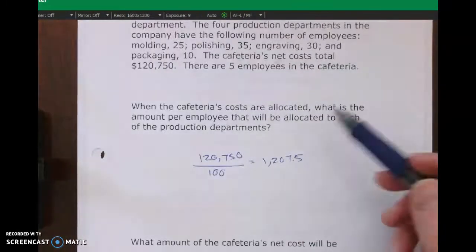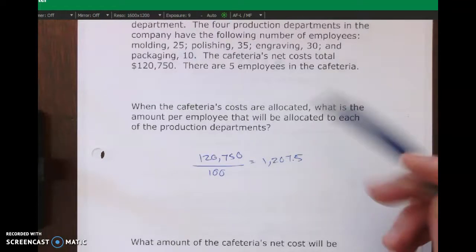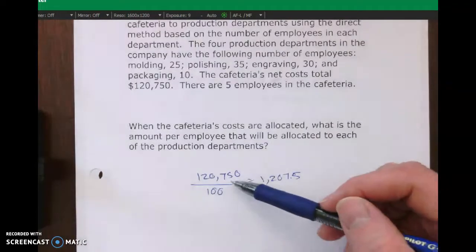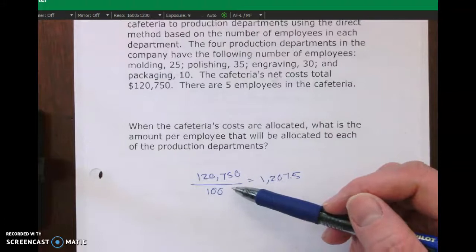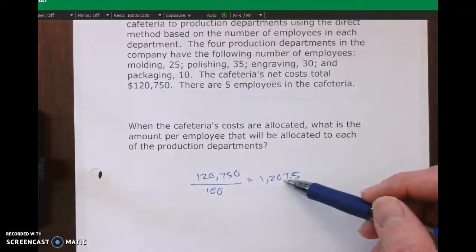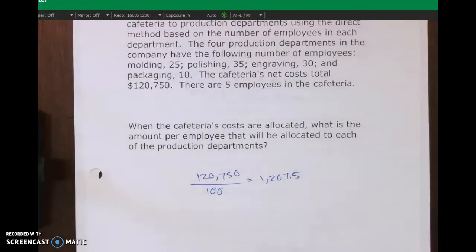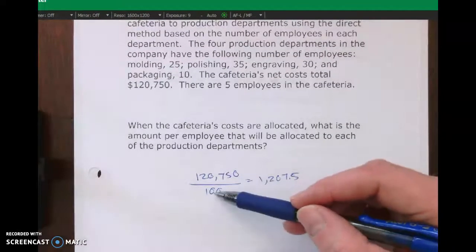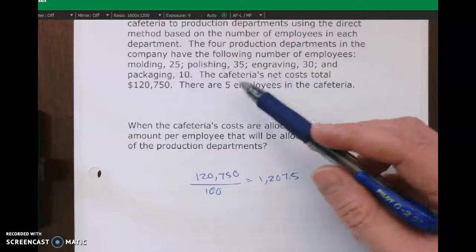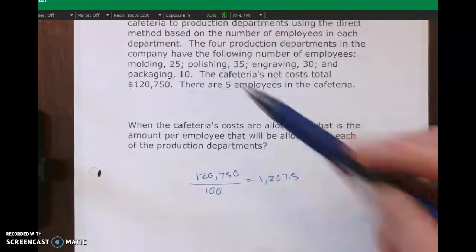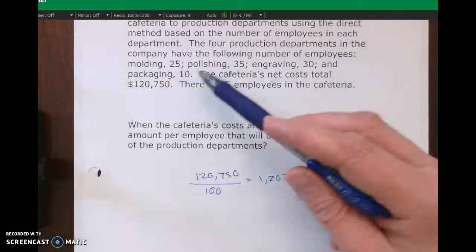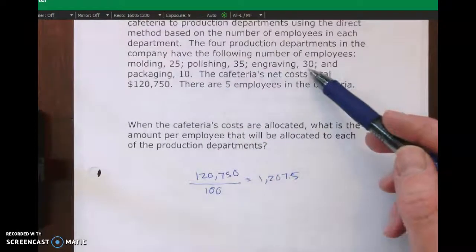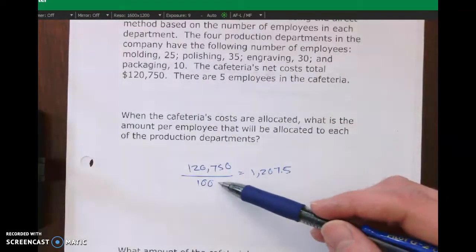When the company's costs are allocated, what's the amount per employee? Well, it's going to be $120,750 divided by 100, which gives us $1,207.50. You may have said divided by 105. Now, what you would have done in that situation is included those 5 in this denominator, because if we add the 25, the 35, the 30, and then the 10, we get to the 100.